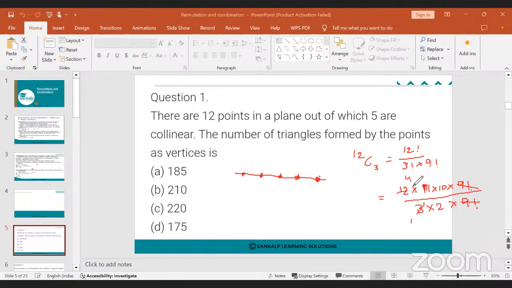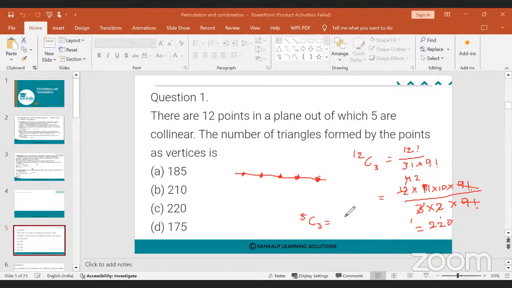3 4s are 12 and 2 2s are 4. So 11 into 2 is 22. 22 into 10 is 220. That holds if none of them are collinear. But here it is given that 5 are collinear. So what can we do here?